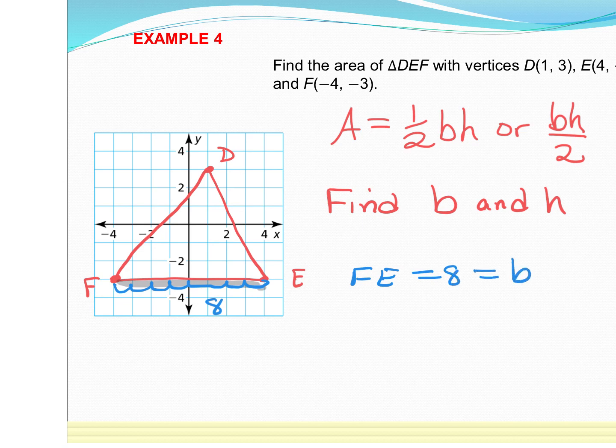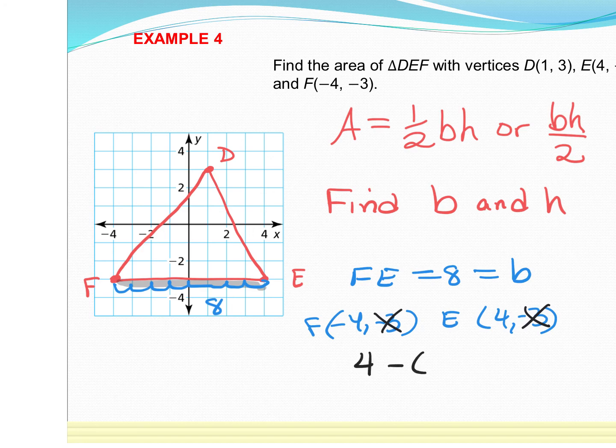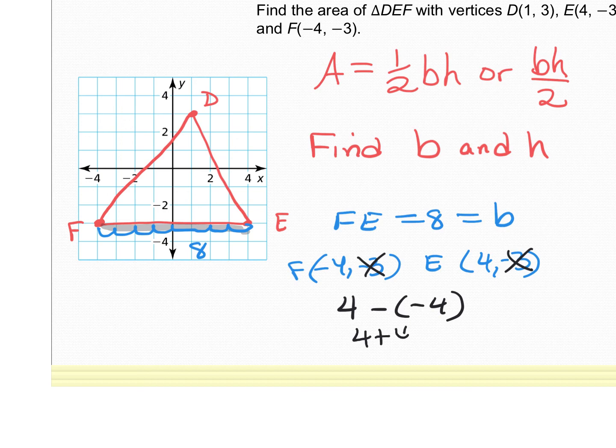Now again, I could take the ordered pairs. F is (-4, -3), and E was (4, -3). Notice the negative 3's, the y's are the same, so when you subtract them, it becomes a 0. So then here all I have to do is the big number minus the small, keep flip change it, 4 plus 4, and again the length is 8, which is the same answer I got when I counted the little squares. All right, so we found the base.